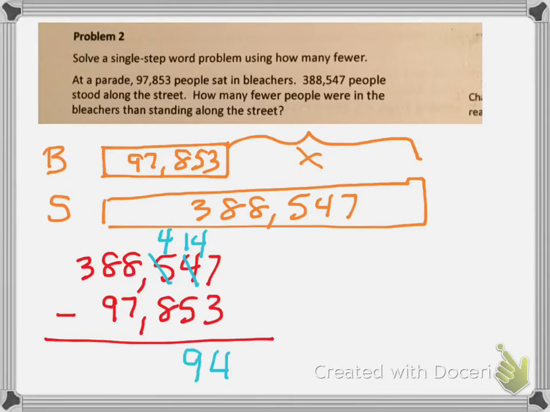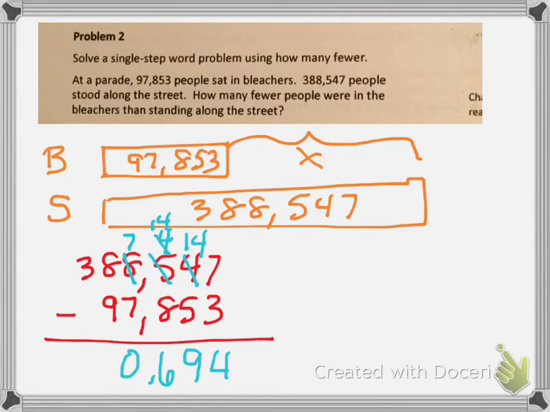4 take away 8. Can't do that. I have to come over here to the 8, cross it off. It's going to become a 7. This 4 is going to become 14. Okay, be careful. Some of you were forgetting to add the number that was on top, or to subtract, okay? So we're going to subtract from 14. 14 take away 8 is 6. 7 take away 7 is 0.